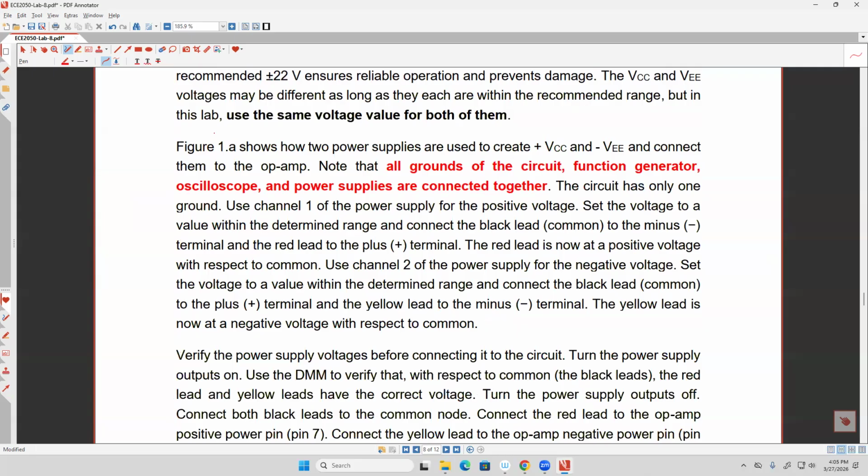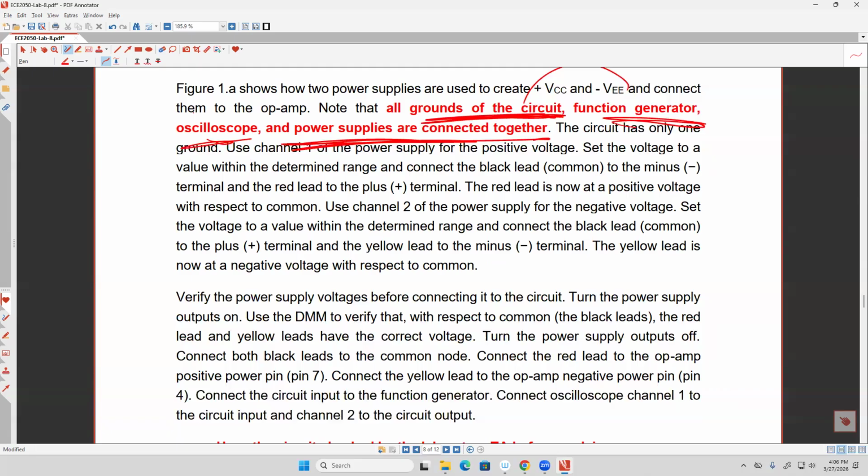I'm saying it here, guys, and I said in the lecture many times: for all the devices you are using, we have only one ground. The ground of the circuit, the ground of the function generator, the ground of the scope, the ground of the power supplies, all grounds have to be connected together. Otherwise, the circuit is not going to work.